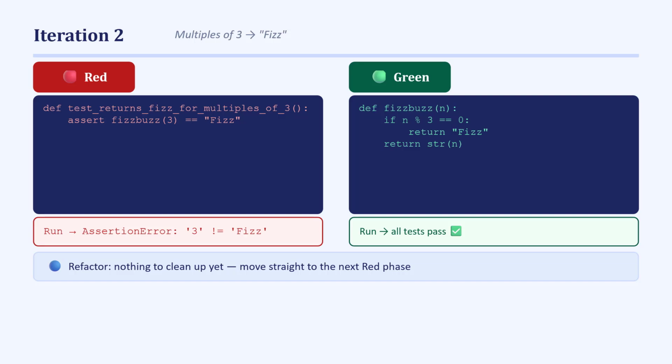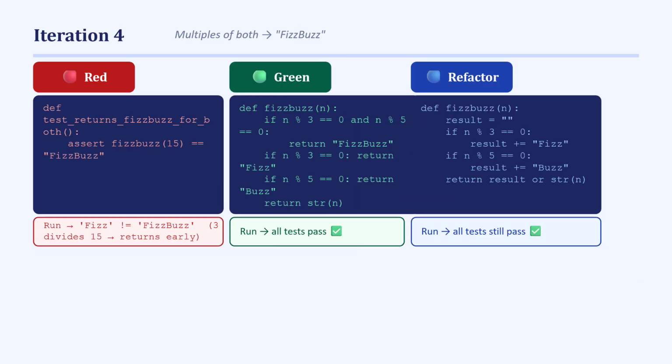So then we can move on and add for multiples of 3. We assert fizzbuzz(3) equals our string fizz. That's a green pass. Then again, buzz for multiples of 5. So fizzbuzz(5) equals buzz. That's a pass. And then for both, we pass 15, and we would get our fizzbuzz string back. That's a pass. Now we could refactor.